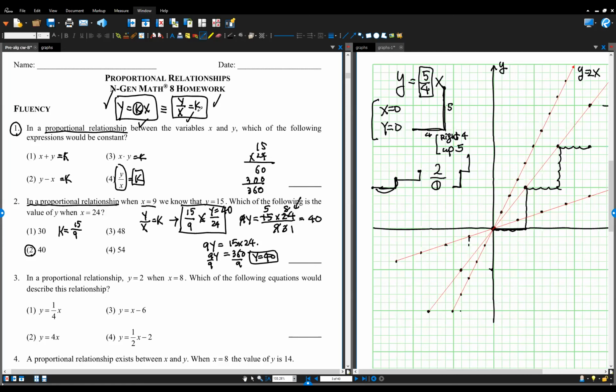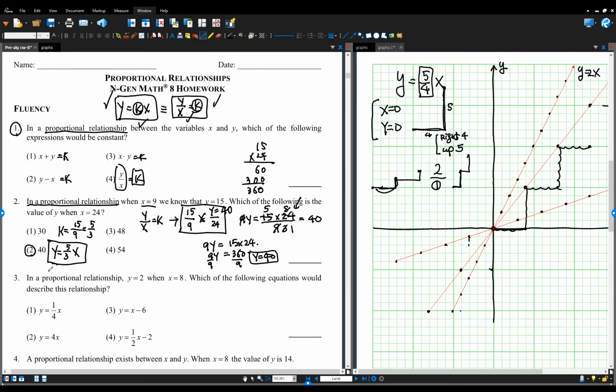Can you see that? The value of k is y over x. So y is 15, x is 9. That equals 15 divided by 9, which is 5 over 3, right? Now we're going to do this one. K is found. The value of y is always 5 over 3 times the value of x. That's the equation.